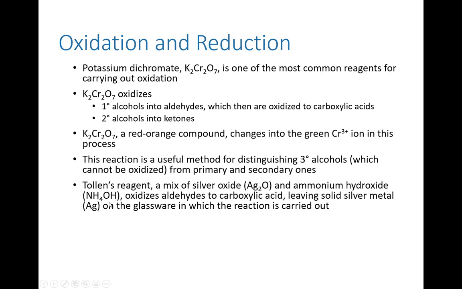Another reagent, which is actually quite fascinating, is Tollens' reagent, and we use it to perform what is called a Tollens' test. With Tollens' reagent, we add a mix of silver oxide and ammonium hydroxide, and it only works with aldehydes. It changes aldehydes to carboxylic acids. The silver becomes silver metal, and it transforms any glass that it's on into a mirror. And so it is called the silver mirror test for that particular reason. So it's a fascinating reaction.